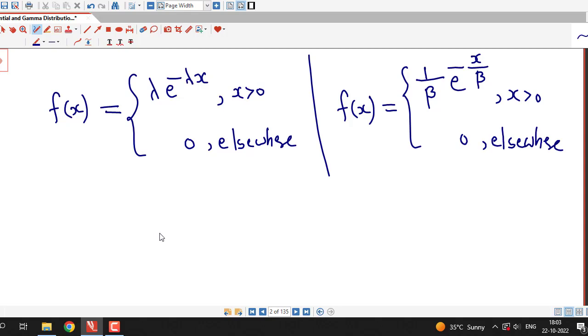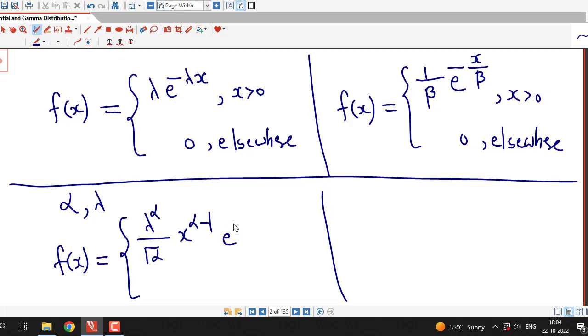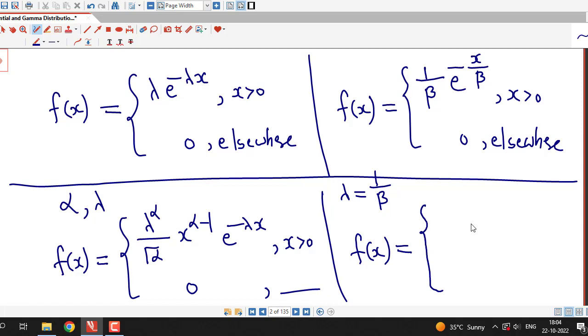So here also for gamma distribution we have two forms for its PDF. If we are using alpha and lambda, then we know that f(x) has this form: lambda raised to alpha over gamma alpha, x raised to alpha minus 1, e raised to minus lambda x for x positive and 0 elsewhere. And if we take lambda equal to 1 over beta, then this PDF will change to two parameters alpha and beta.